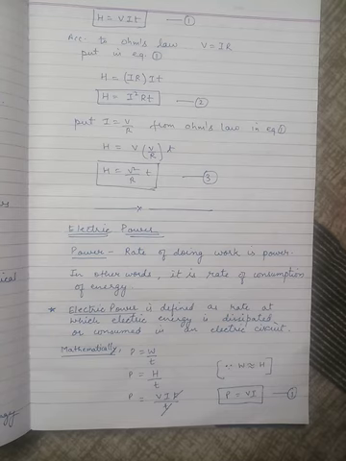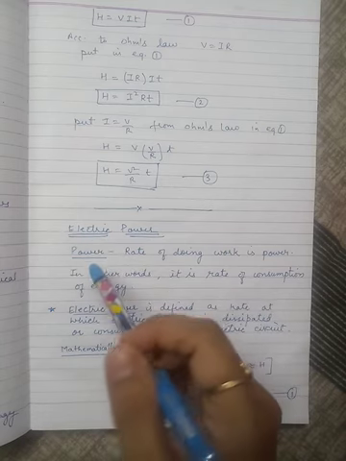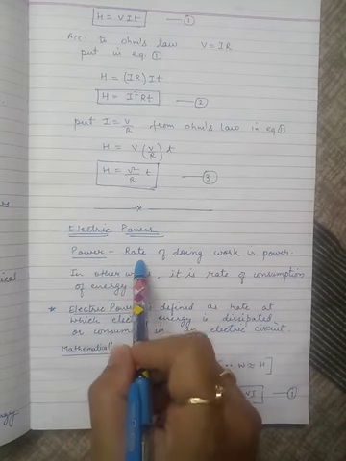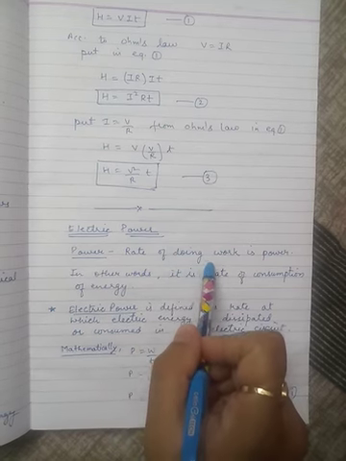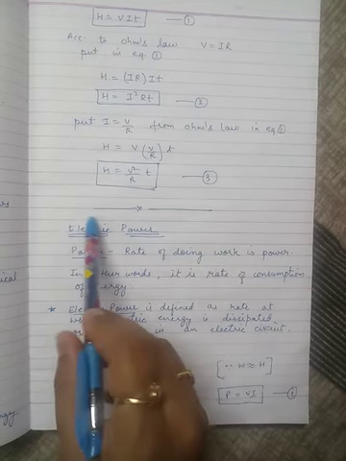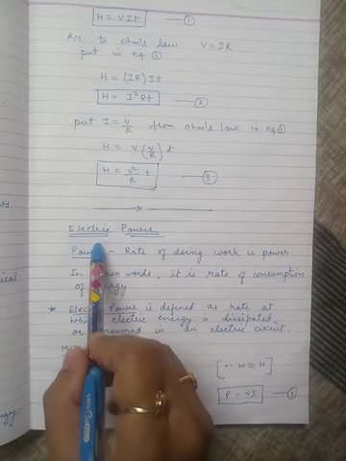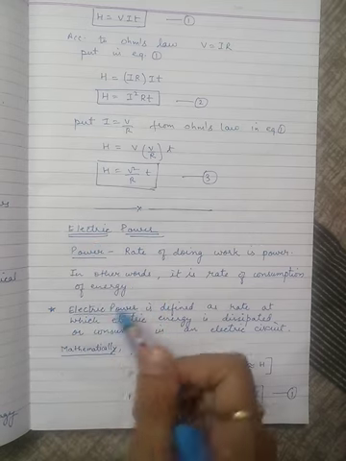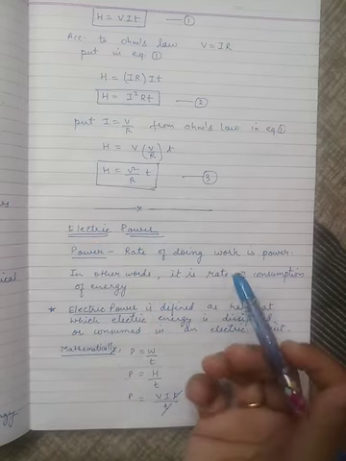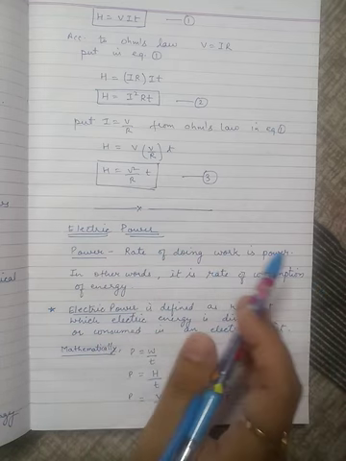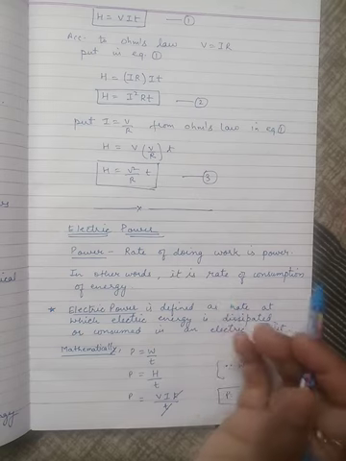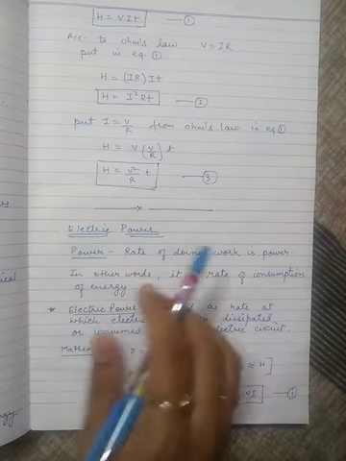So our next topic for today is electric power. What is power? First of all, we all know power is nothing but the rate of doing work, right? But we have to study electric power here, and electric power will be defined as the rate at which electric energy is dissipated or consumed in any electric circuit.